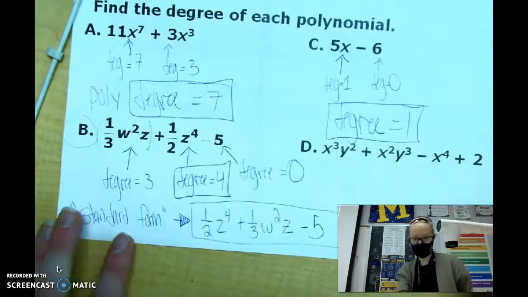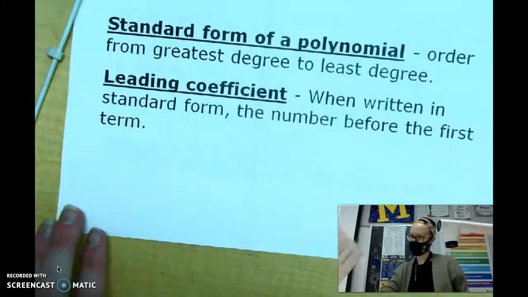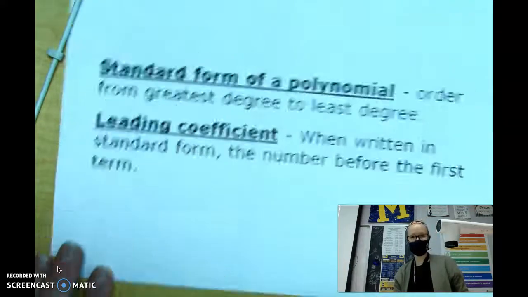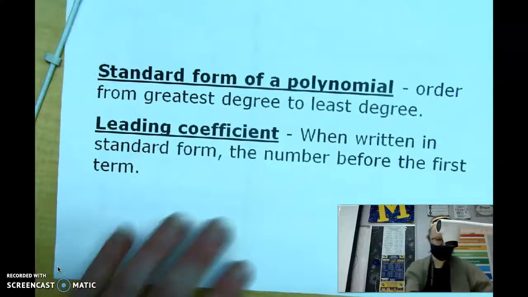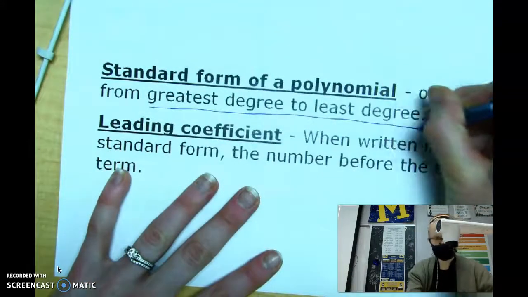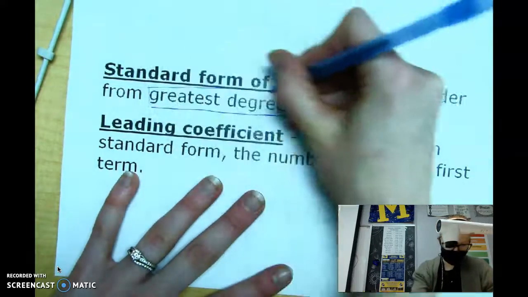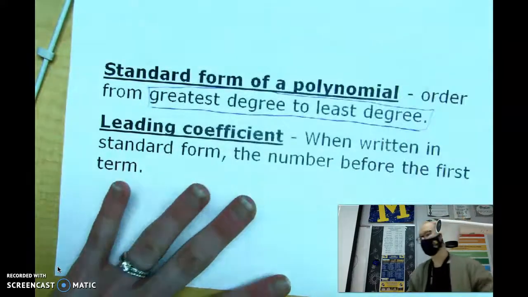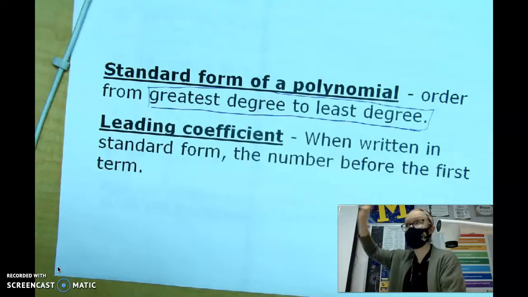All right, let us be on our way to the next example. We just talked about this, right? The standard form. So once again, greatest degree to least degree. If we put things in standard form, you could probably just add that little definition underneath what we wrote for the last example. Just say highest degree to lowest.